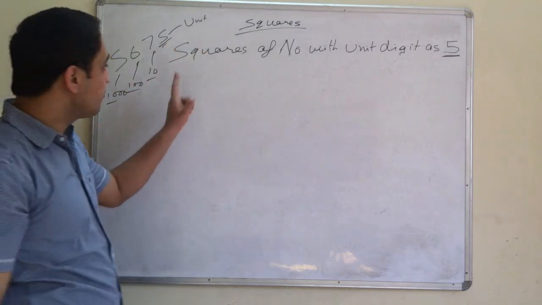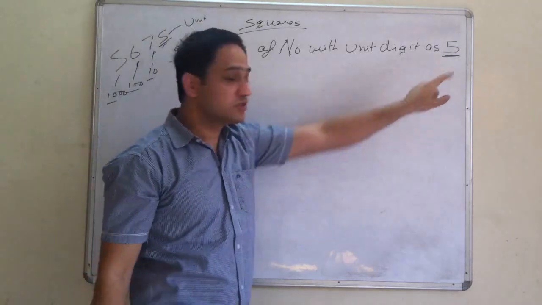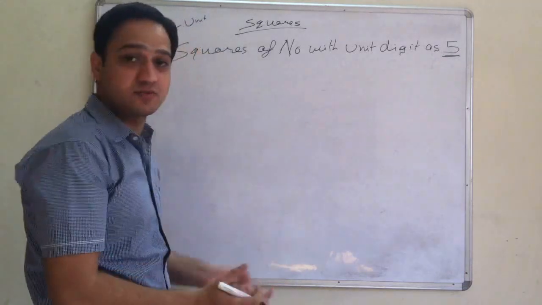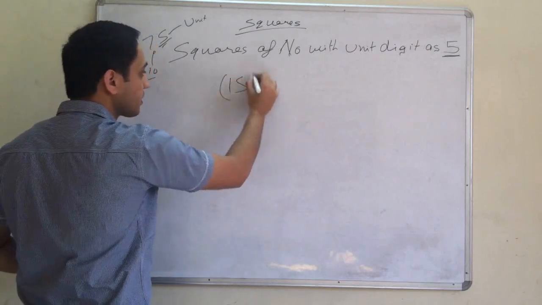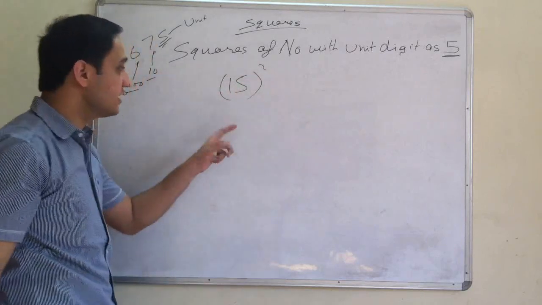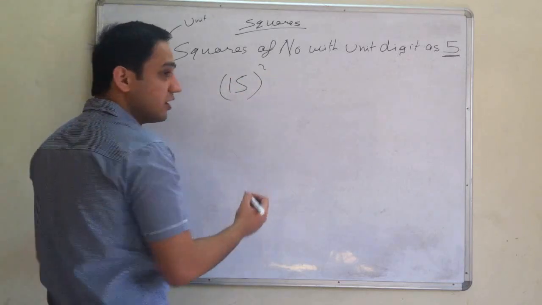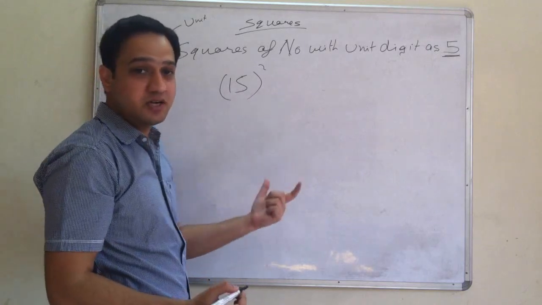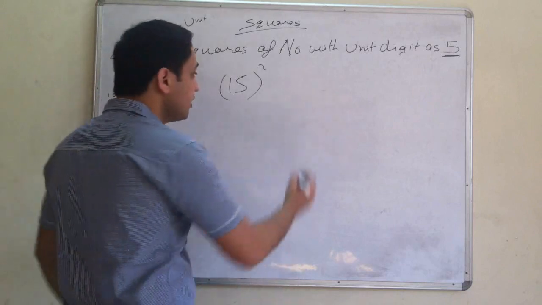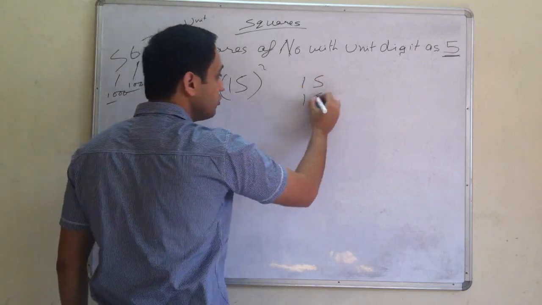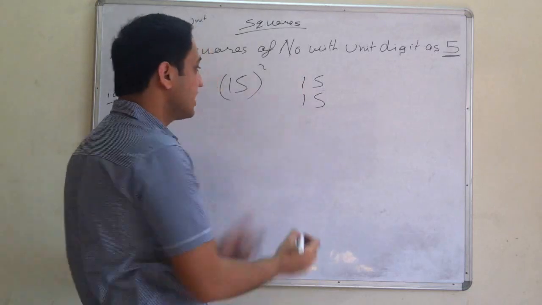So any number which ends with 5, there is a shortcut way to do squares of those numbers. Let's start from 15. 15 square. 15 has 5 as a unit digit. So what is the traditional method of doing this multiplication? Because 15 square represents 15 into 15. But how can we quickly solve this?